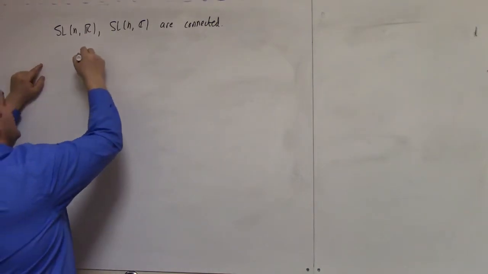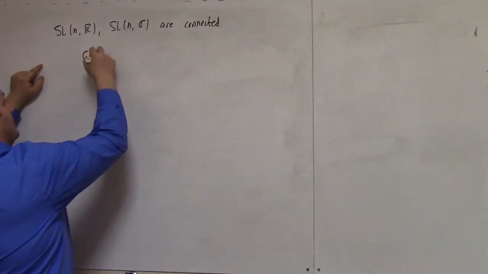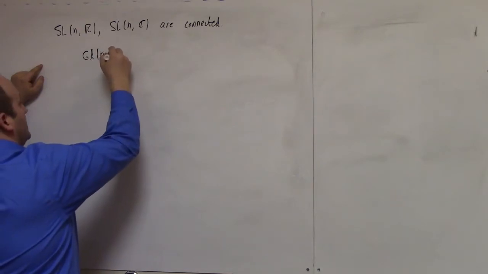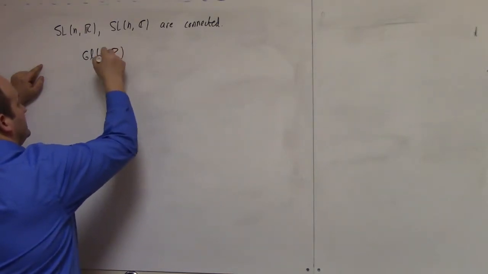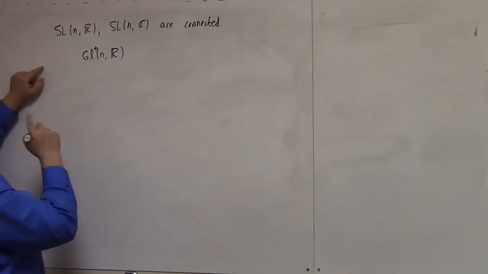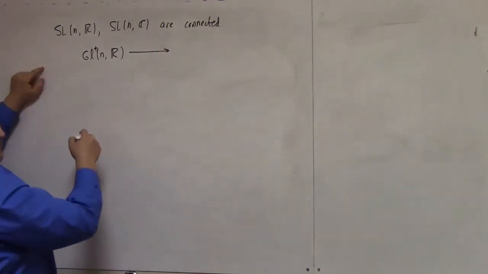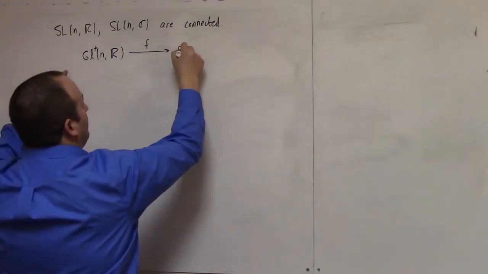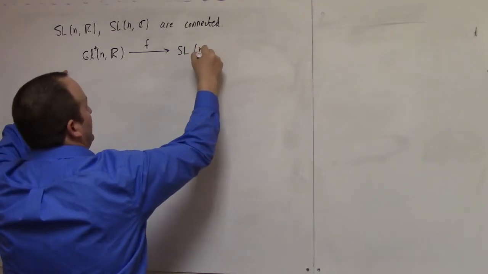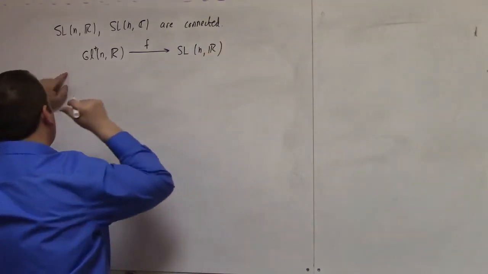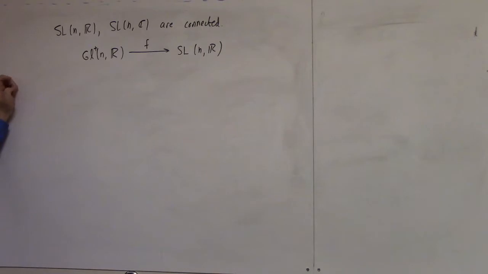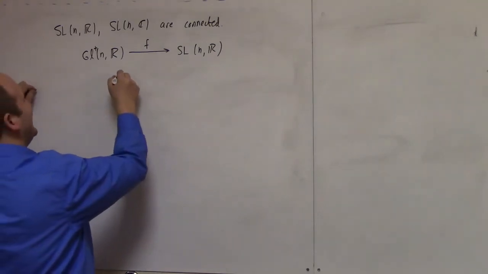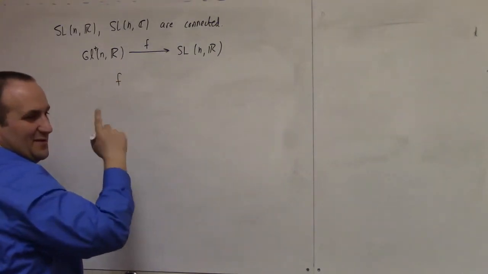We already know that GLNR plus is connected. We want a continuous mapping from here, let's say F, to here, right? If I can get a continuous map, what do we know about the continuous image of a connected set? It's connected. What's the map? It's made by the determinant. Yeah, exactly. But you've got to be careful. You can't divide the whole thing.